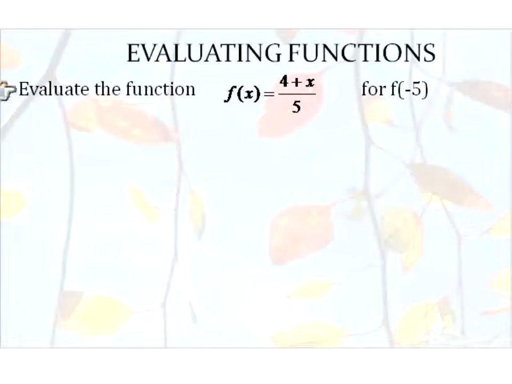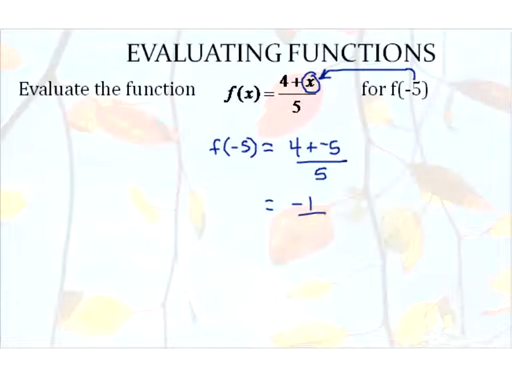What we're asked here is to evaluate the function f of x equal to 4 plus x divided by 5 for f of negative 5. That's telling us to replace the x in the function with negative 5. This is just notation here on the left, guys. F of negative 5 is just notation. It's telling me replace the x with negative 5. So what I'm doing is 4 plus negative 5 divided by 5. That gives me negative 1 on top over 5. So my answer from evaluating is negative 1/5.